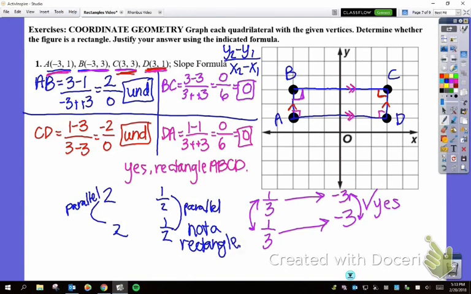So I hope that that has kind of helped you with rectangles. I think I'm going to stop there for today. But remember, opposite reciprocal slopes form a rectangle. You have to have 90 degrees to have a rectangle.